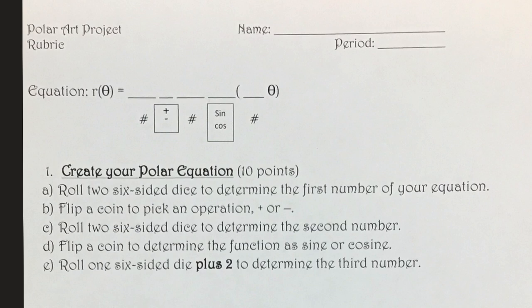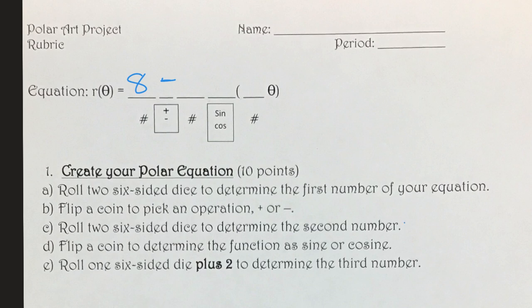So I have some dice. Hear them? I roll them. I have a 2 and a 6. My first number will be an 8. I have a coin, a quarter. I flip it. Heads is plus. It's tails, so I get a minus.